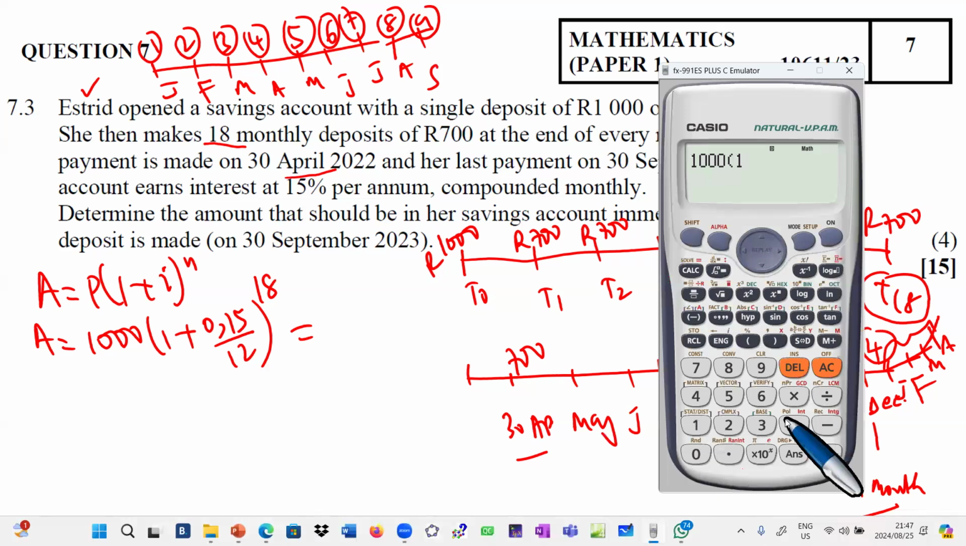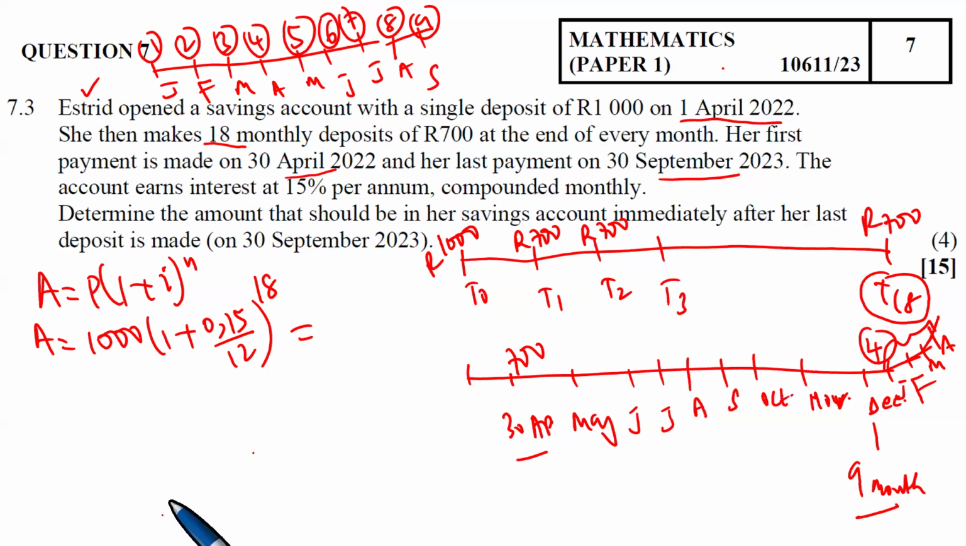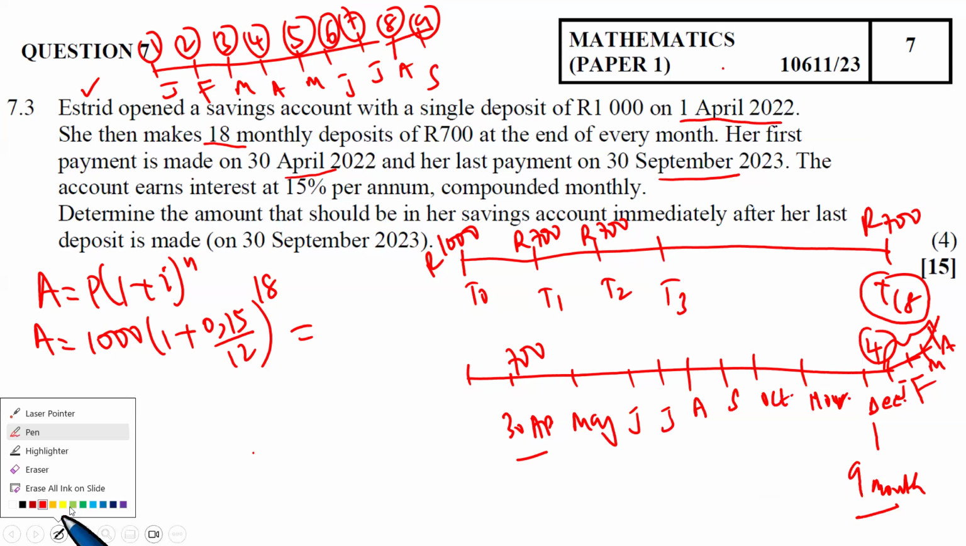So that in the end, what you're going to have is exactly 1,000, open bracket 1 plus, then you take 0.15 and divide by 12, close the bracket, and raise it to the 18th power. And then what is the answer? It is 1250.58. So you're going to write here 1250.58.